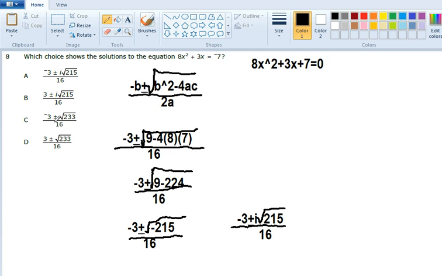So I'm looking for this answer, negative 3, it's going to be one of these two, plus or minus i. Okay, this one doesn't have the i, this does: i times the square root of 215 over 16. That's my answer. So the answer to number 8 is A.